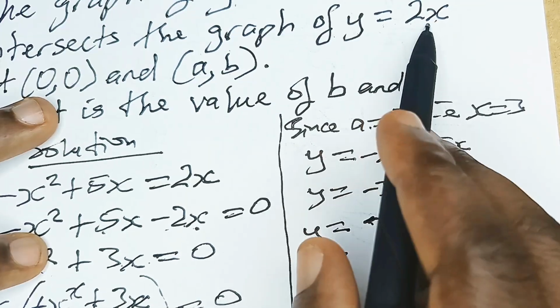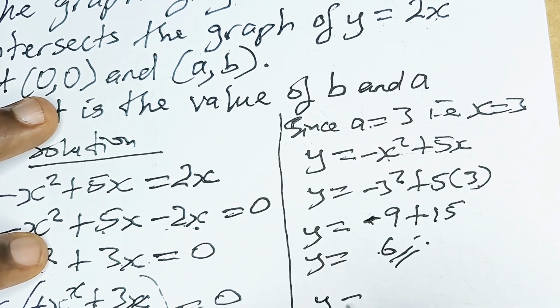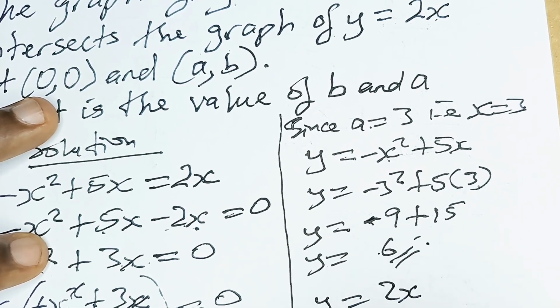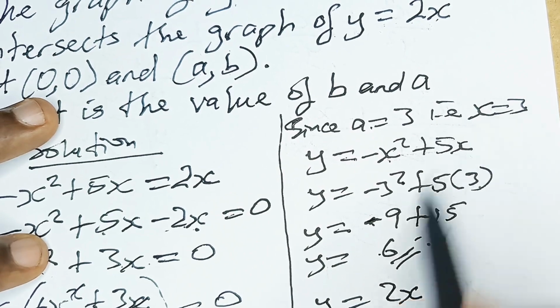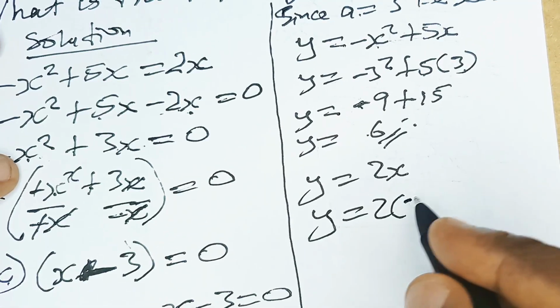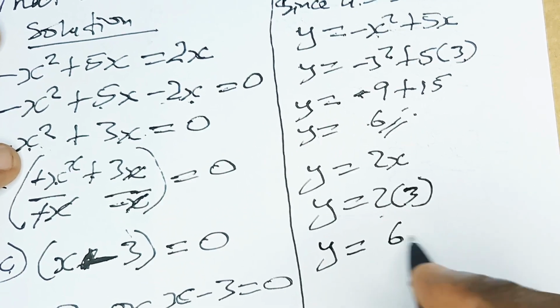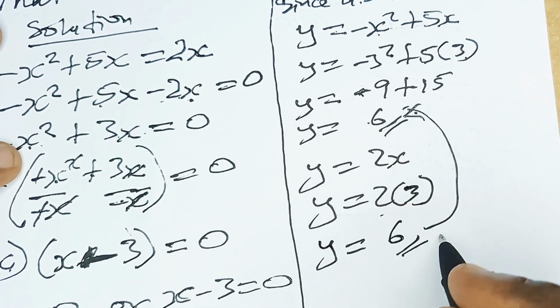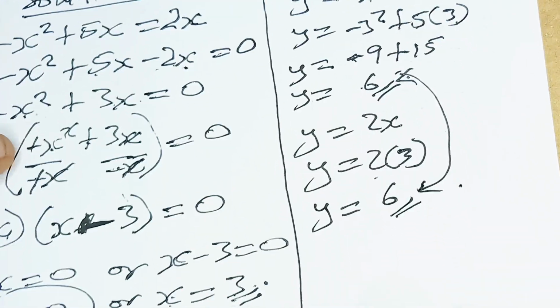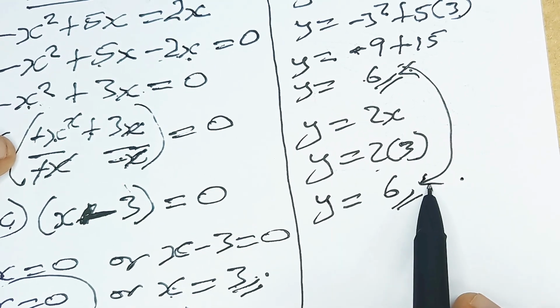So let's try the second equation here. When y is equal to 2x, y will be equal to 2 into, since our x is 3, that will be equal to what? 3. So therefore y is equal to 2 times 3, that's 6. It means this and this, they are correct. So it means our y is equal to 6.